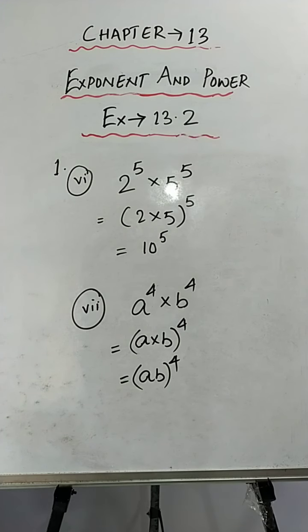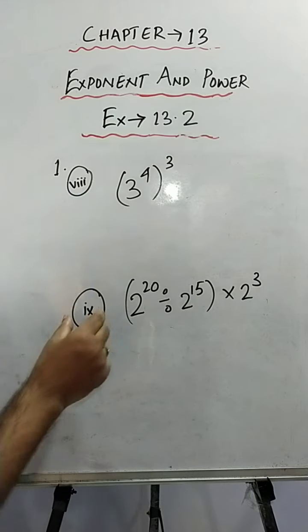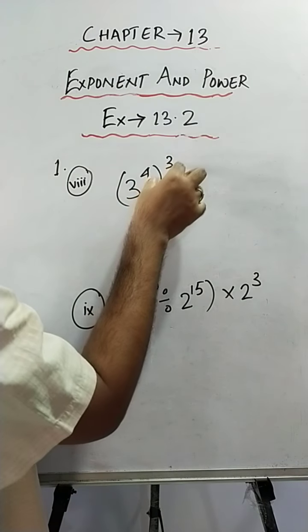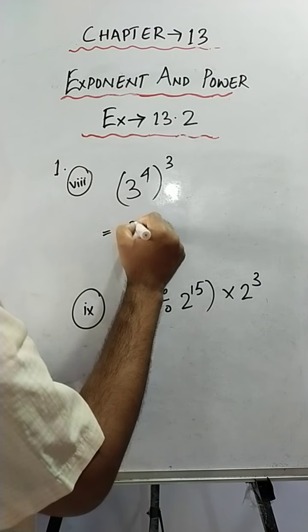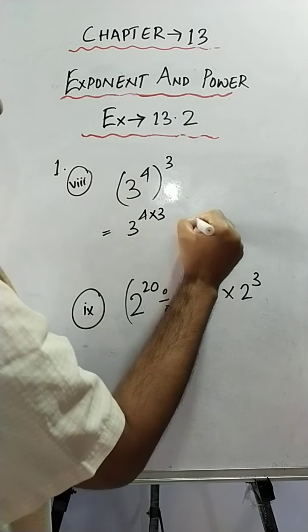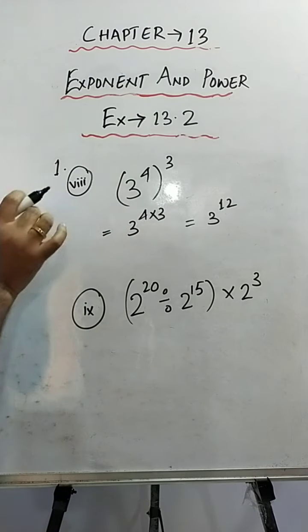Now let's move on to sum number 8 and 9. Okay, so this is sum number 8, this is sum number 9. So what we have? 3 to the power 4, to the power 4. So power law. So we have to use power law. In case of power law, we multiply the powers. 4 into 3, and that will be 3 to the power 12. So this is the required answer of sum number 8.